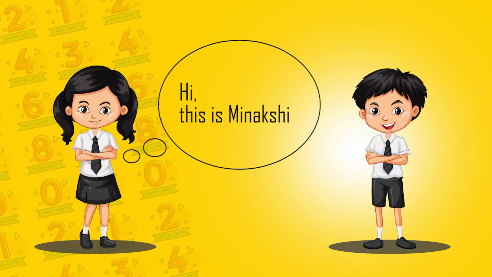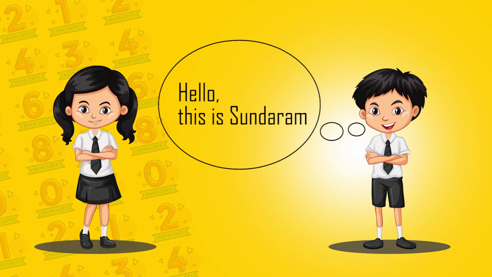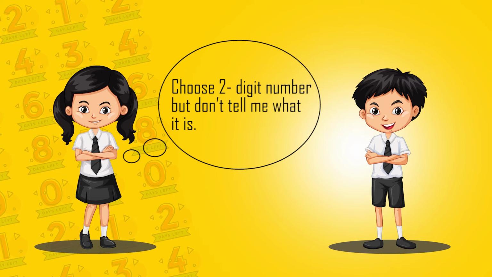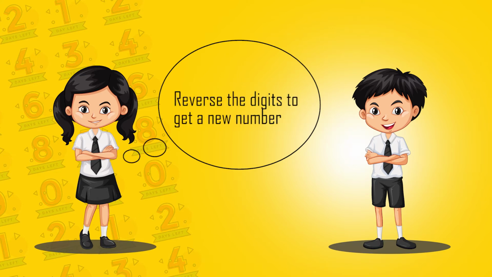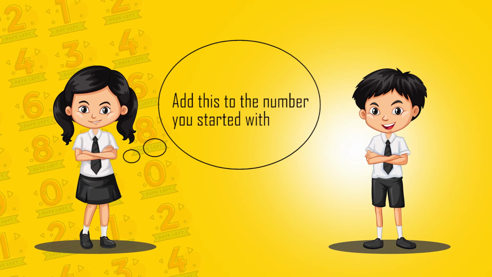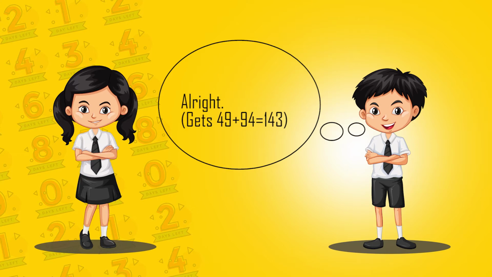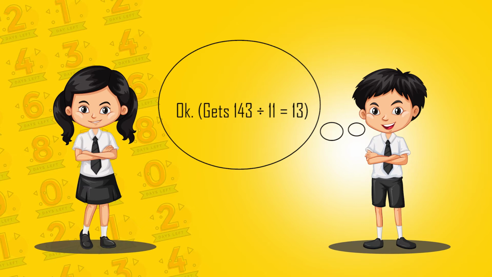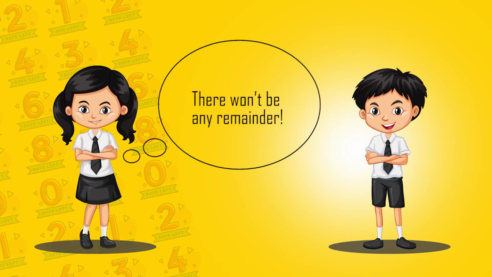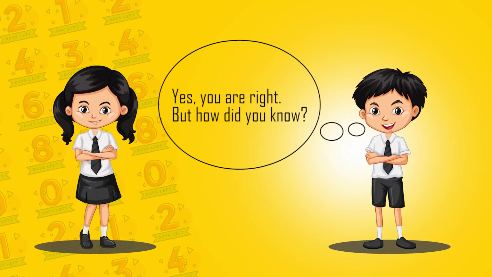Hi, this is Meenakshi. Hello, this is Sundaram. Choose a two-digit number but don't tell me what it is. All right. Reverse the digits to get a new number. Okay. Add this to the number you started with. All right. Now, divide the answer by 11. Okay. There won't be any remainder. Yes, you are right. But how did you know?